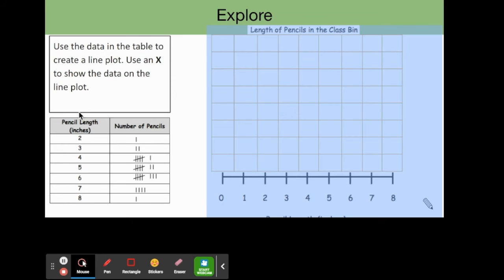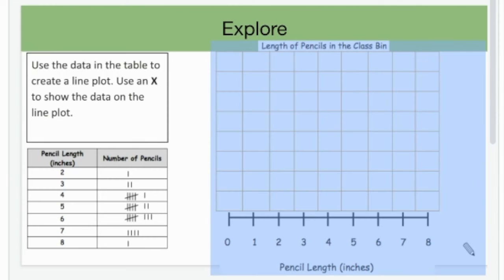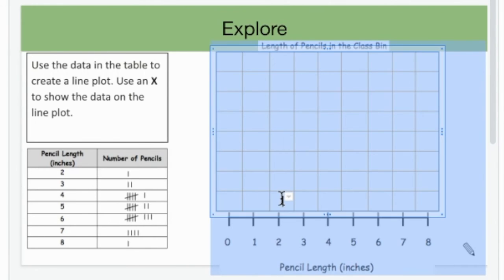This tally chart shows the length of pencils, how many of those pencils there were. They want us to place X's in the boxes above the number of inches. Let's see. The title says length of pencils in the class bin. And according to the tally chart, there was only one pencil that had a length of 2 inches. Let's click in the box above the number 2 and put an X in there.